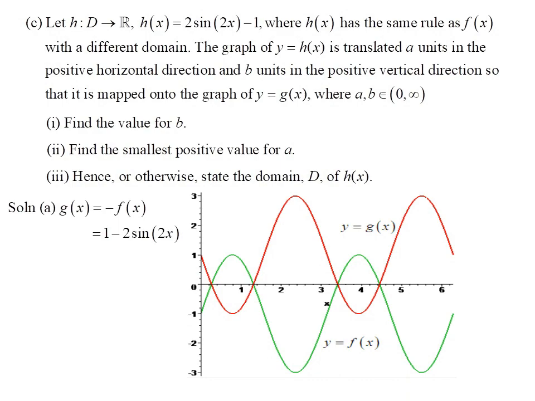Since g of x is the reflection of f of x in the horizontal axis, g of x equals negative f of x, which equals 1 minus 2 times sine of 2x. Hence, we draw the graph of y equals g of x on the given axis as shown here.